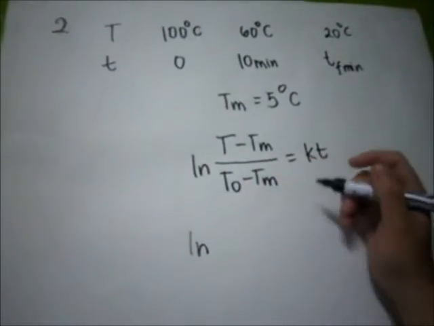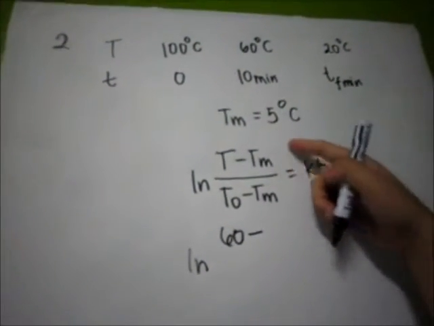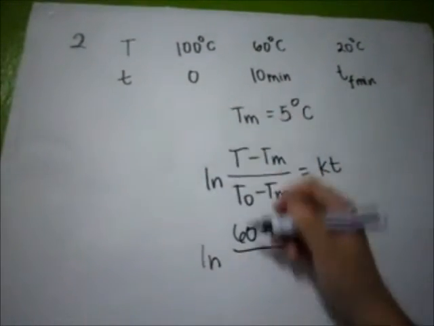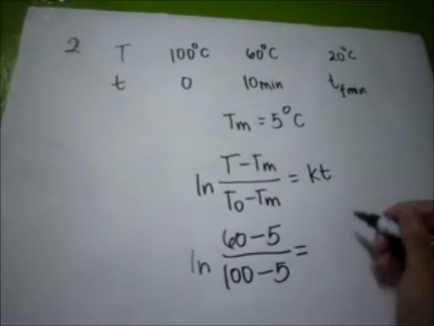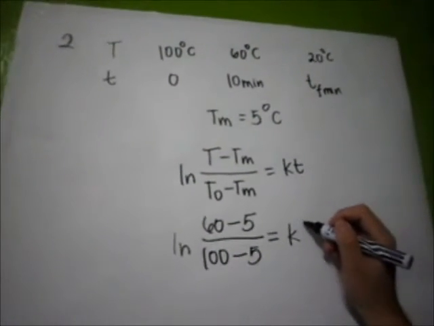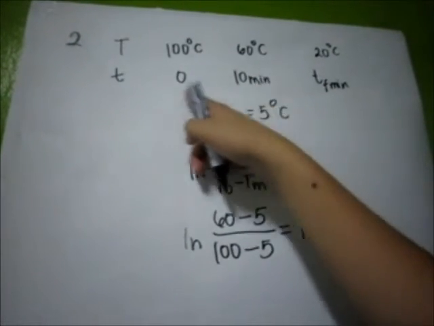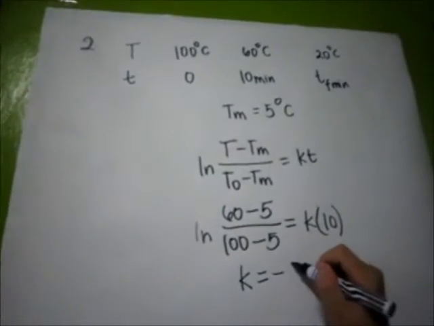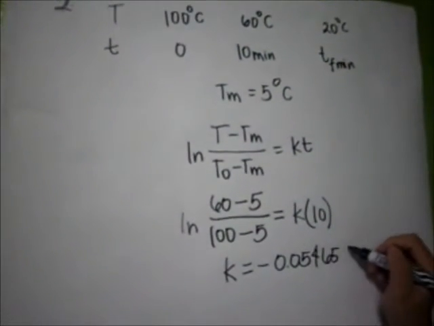For our T, which is equal to 60, and our Tm, which is equal to 5, all over our T naught, which is equal to 100, and Tm, which is equal to 5, is equal to k times 10, for the difference of 10 minus 0. Our k is equal to negative 0.05465 per minute.